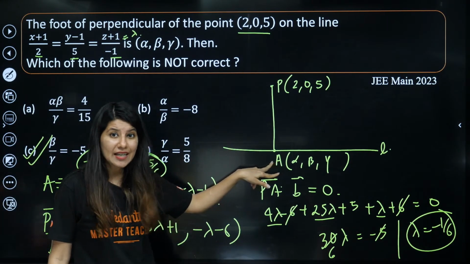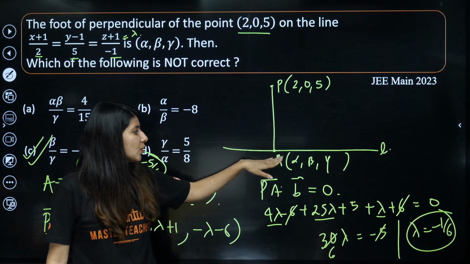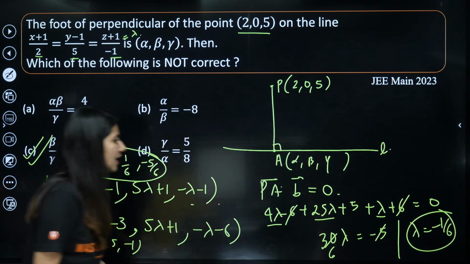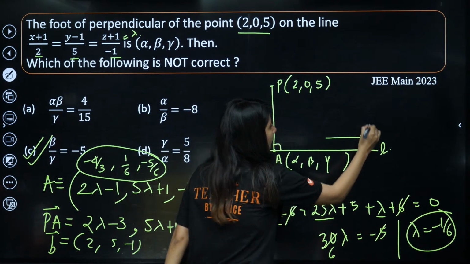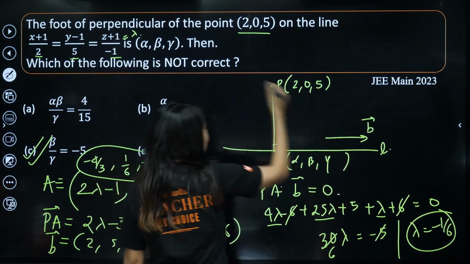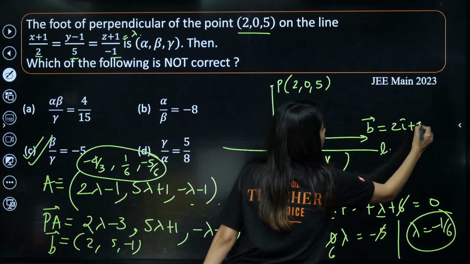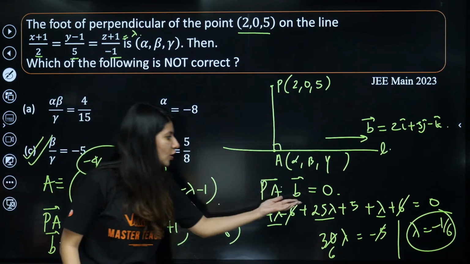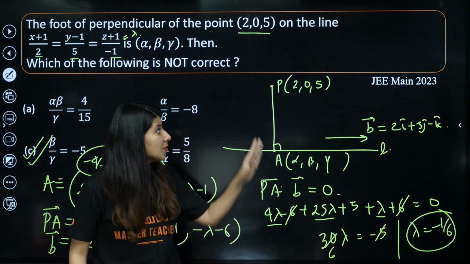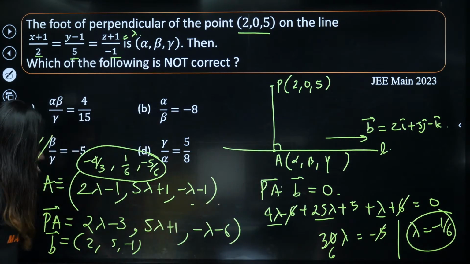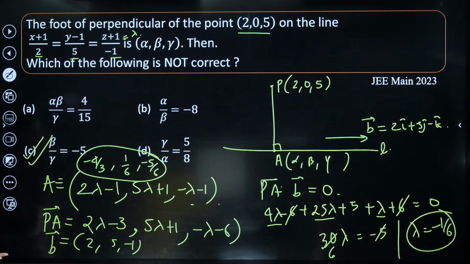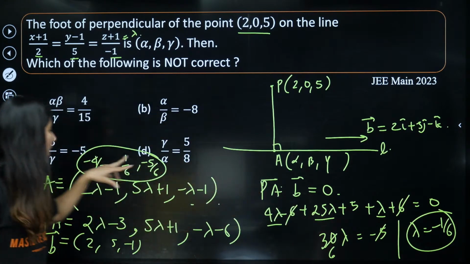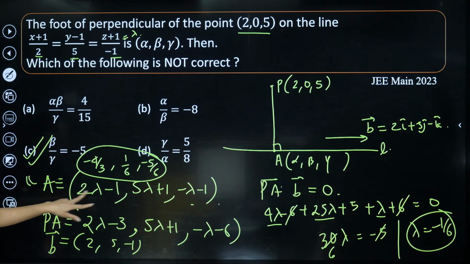So once you've got A, you can create a PA vector. PA vector is perpendicular to this line. That means the PA vector dot the B vector, which is (2, 5, minus 1), is 0, because they are perpendicular to each other. Now you have the B vector, but what about the PA vector? That you need to form. A you have, P you have, PA vector in terms of lambda is this. Take the dot product, get the value of lambda. Once you have the value of lambda, put it in the coordinates of A. So you will get the foot of perpendicular.